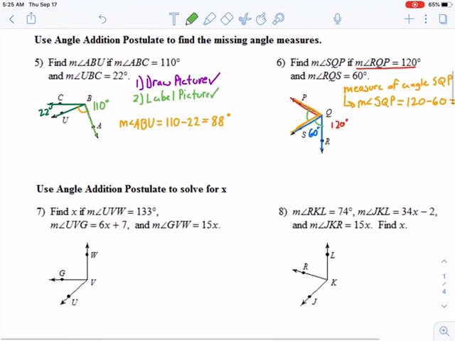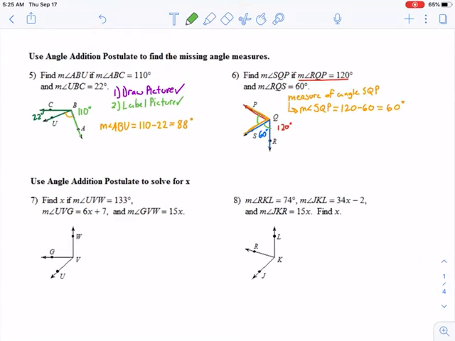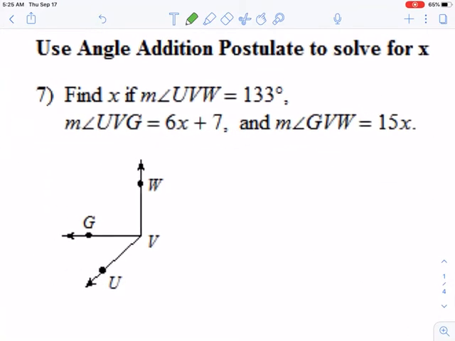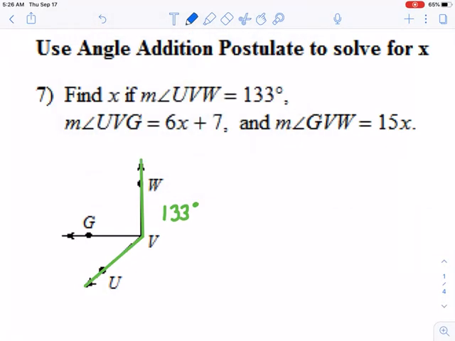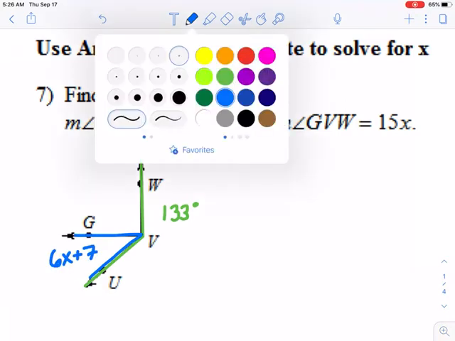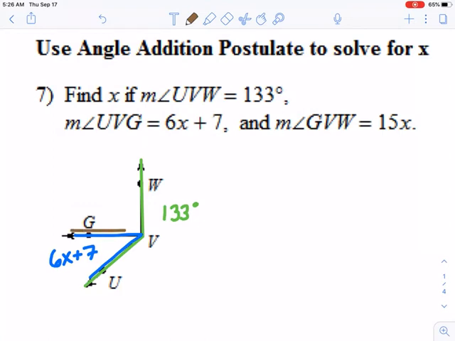Okay. And then we got angle addition postulate problems again, but we're going to throw a lot of algebra in it, because we love algebra. UVW, so the whole stinking thing, is 133 degrees. UVG, this part here, is 6x plus 7. This part is 15x. Alright?